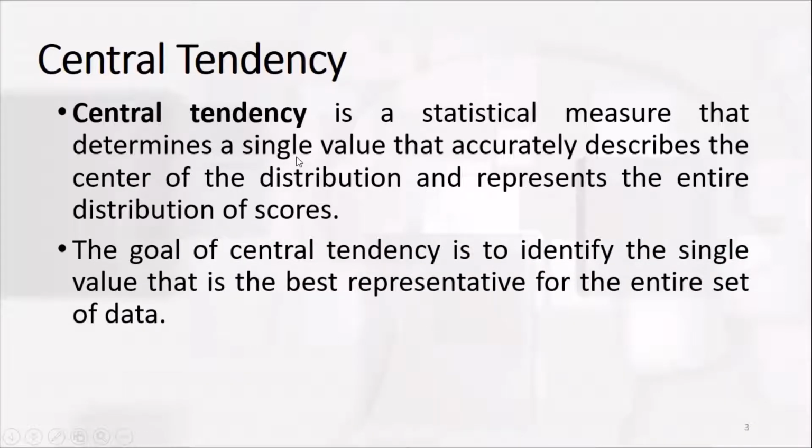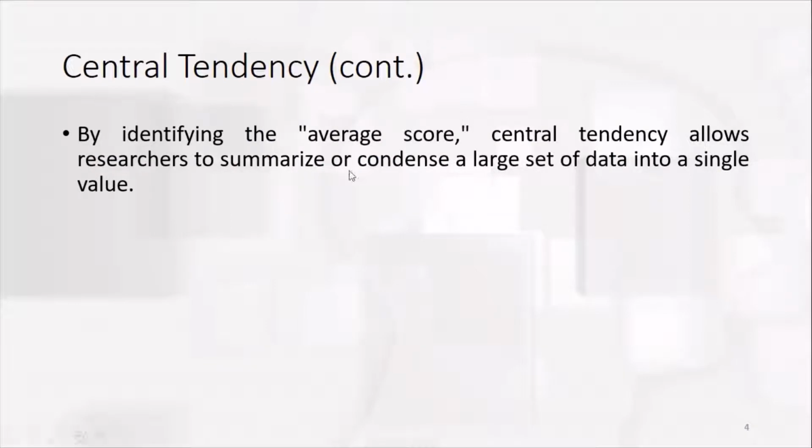Okay? So, yung goal ng central tendency is alamin nga yung single value. Yung single value na yun is yung number. Kaya sabi natin kanina, yung number na yun will be the best representative, okay, sa entire set of data. So, by identifying the average score, pag sinabi nating average score, that is referring to the single value. Okay? The central tendency allows researchers to summarize. Okay, take note of that. To summarize and condense large set of data into single value.